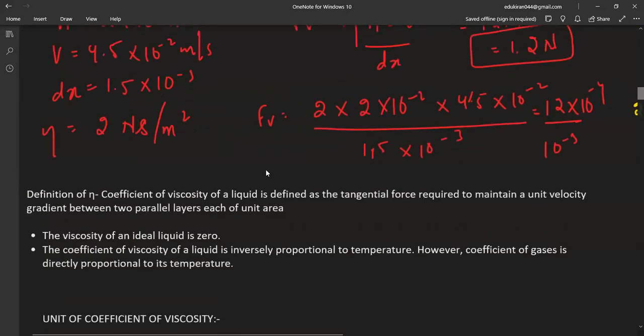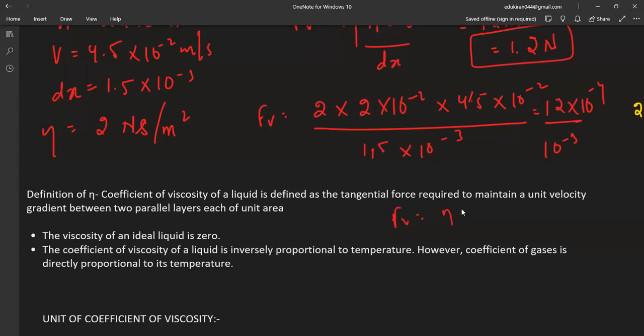So see, this says the definition of eta, what you have studied. The coefficient of viscosity of a layer is defined as the tangential force required to maintain a unit velocity gradient between two parallel layers of unit area. Means if you make everything as 1 in the eta formula, force is also 1, area is also 1 meter square, velocity gradient also unit, so it will be equal to the force, right?